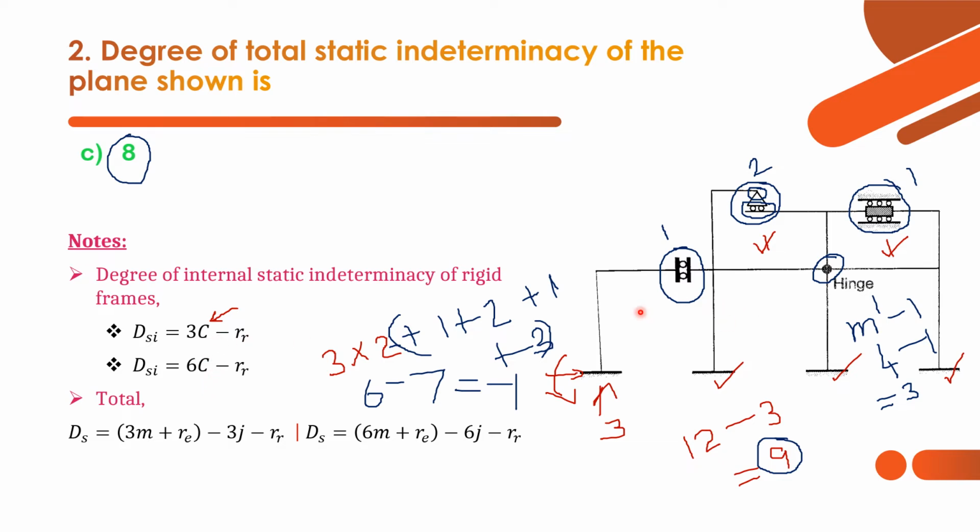We have this frame as two dimensional, so that's why DSI is equal to 3C minus R suffix R. Or we can use this formula also in case we don't remember, or use this: DS is equal to 3M plus RE minus 3J minus RR. So M is the number of members, RE is the external reactions, J is the number of joints, RR is the number of force releases. So this equation is given for the two-dimensional plane, and this equation is given for the three-dimensional plane. We can simply use this formula when we know how many closed loops are there in the given structure. Now let's move on to the third question.